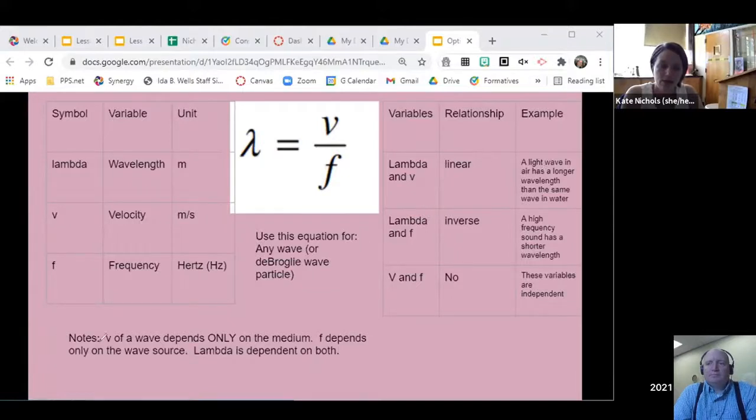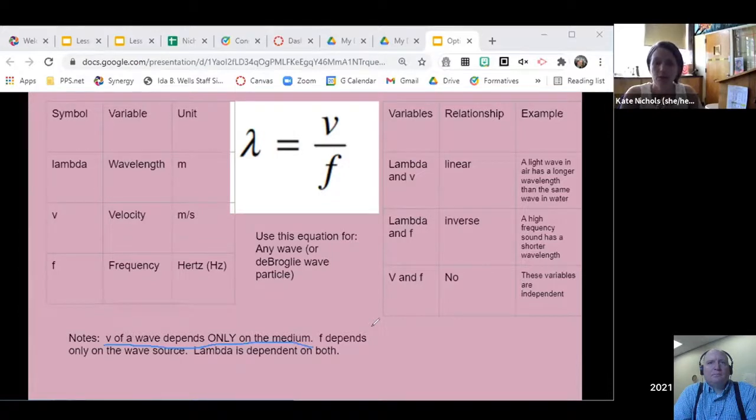But the key thing, and this is down here in the notes, is that the velocity of the wave depends only on the medium. So that spacing based on velocity is only going to change if the wave is moving from one medium to another through a medium boundary. The velocity of a typical wave does not change as it moves through space, and it doesn't depend on the frequency or the amplitude or anything else. It only depends on the thing that we're moving in. When we shift mediums abruptly, the wavelength is going to change as well in a linear fashion. So higher velocity, higher wavelength.